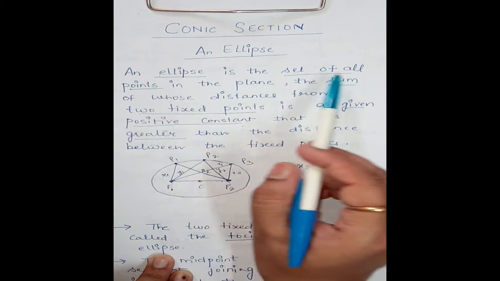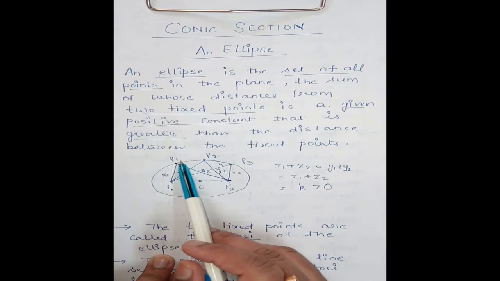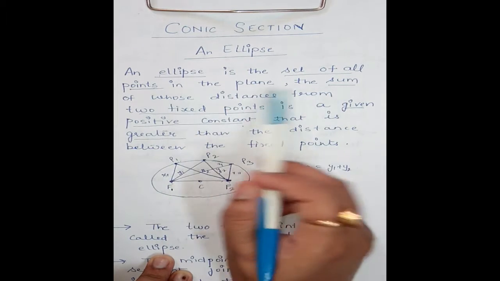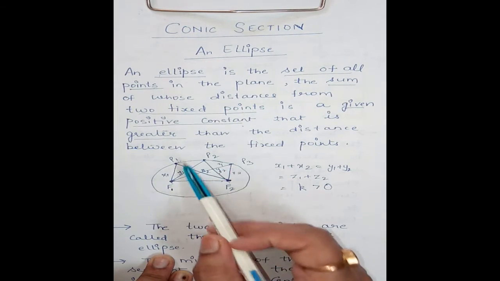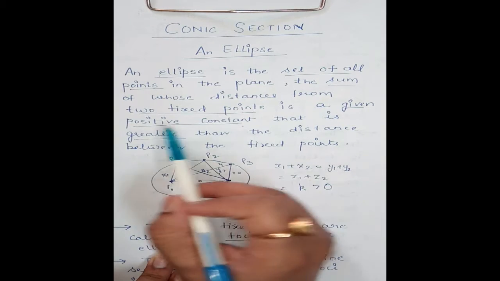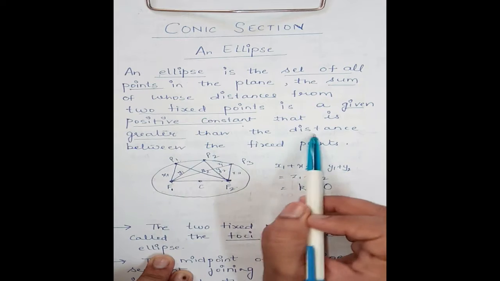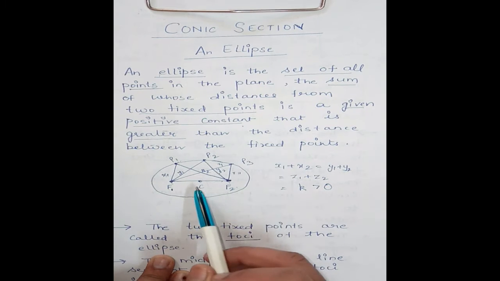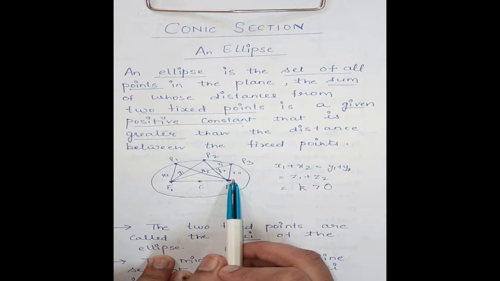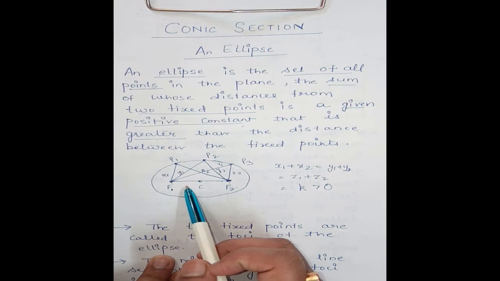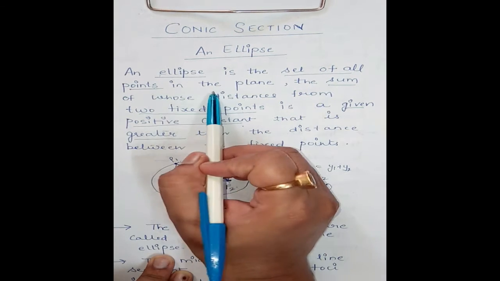An ellipse is the set of all points P1, P2, P3 and so on, such that the sum of whose distances from two fixed points is a given positive constant that is greater than the distance between the two fixed points. This is the ellipse, the collection or set of all these points.